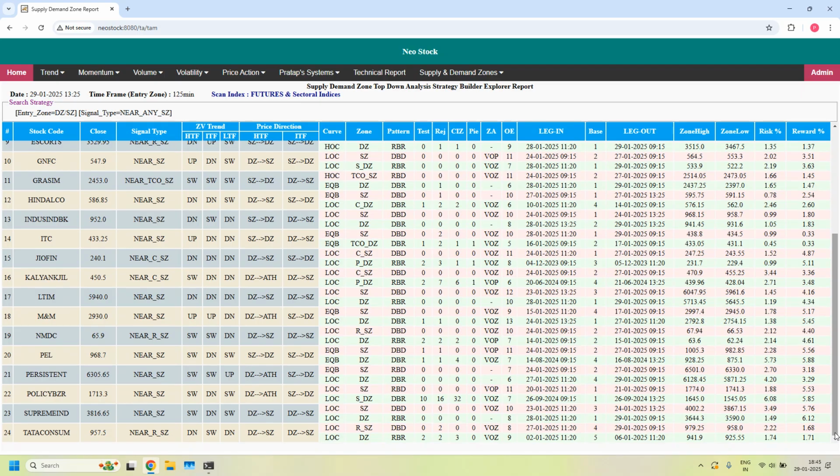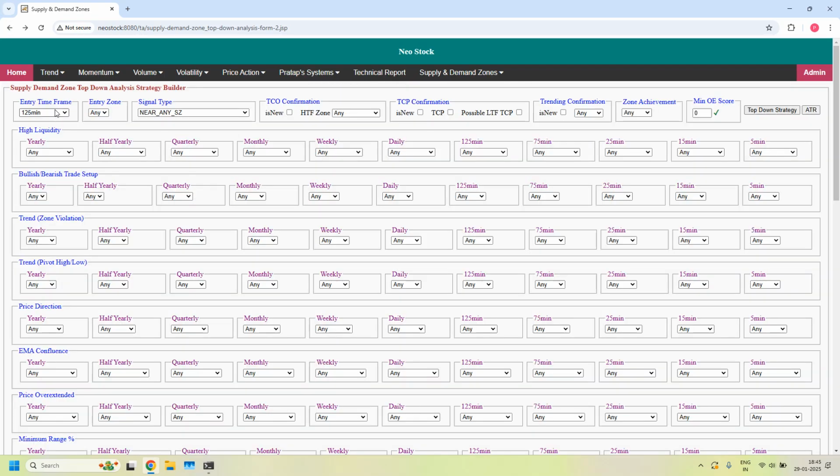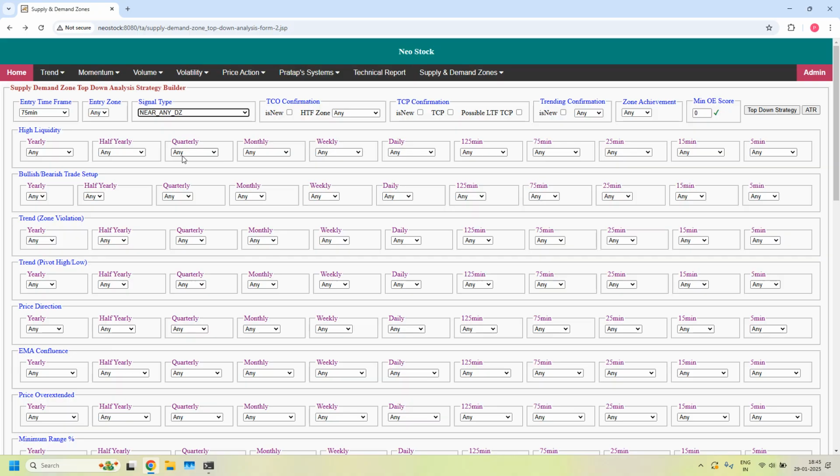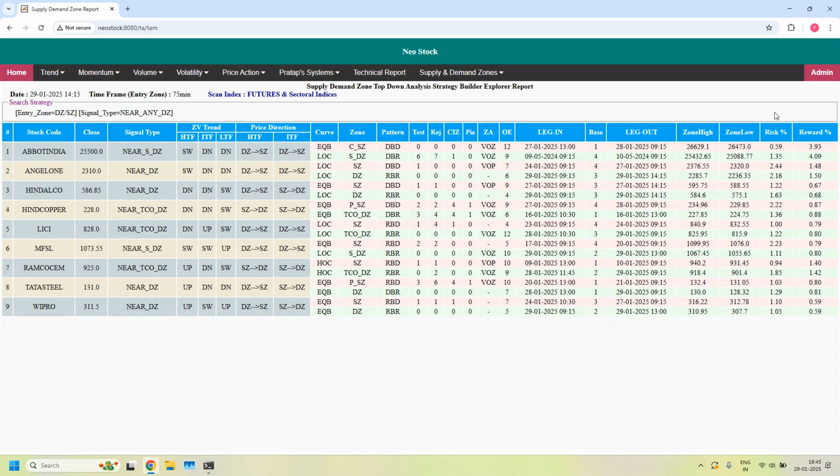Okay. Next time frame is 75 minutes. Entry time frame 75 minutes. Let us find the stocks near 75 minutes demand zone. We got 9 stocks. Let us identify high liquidity zones from this list. Abbott India is having a high liquidity zone. It is also having a high liquidity supply zone. Sometimes you get trade opportunities on either side when both are high liquidity zones, until one of them is violated.